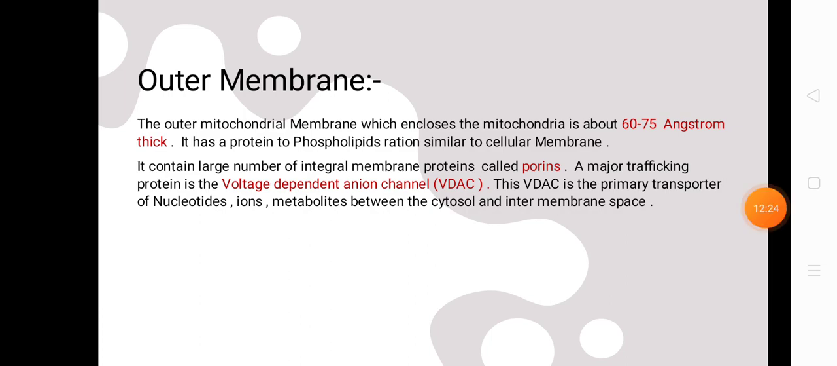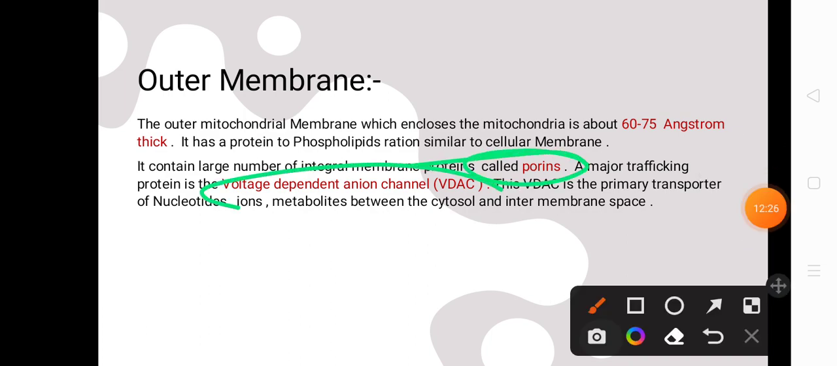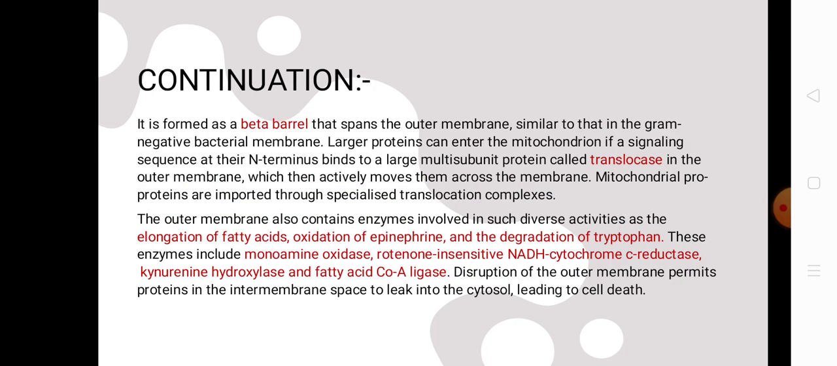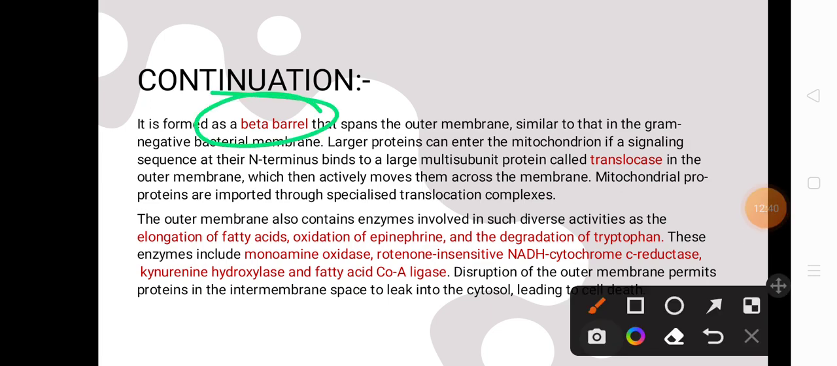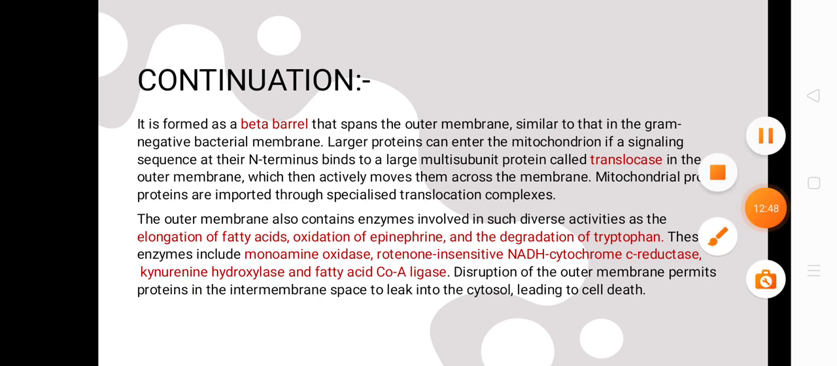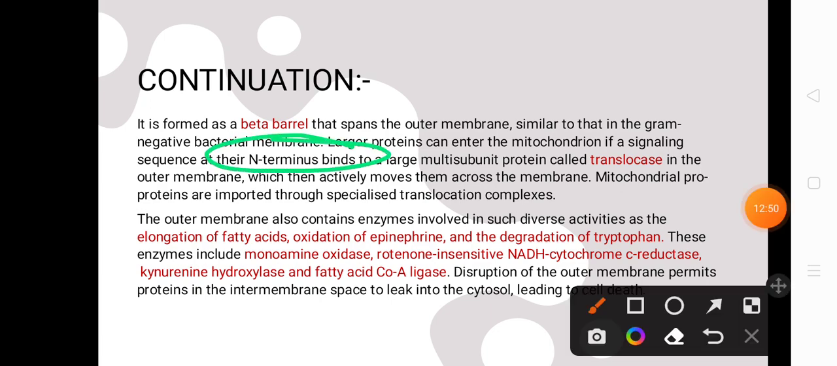Very simple. It has porin proteins and voltage-dependent anion channels that allow entry of various types of solutes into the intermembrane space, as well as the exit of various solutes from the intermembrane space into the cytosol. And remember, this voltage-dependent anion channel remains as beta barrels that span the outer membrane. But larger proteins require a specific N-terminus signal sequence for their entry, and they also require translocase protein present in the outer membrane for their entry into the intermembrane space, right?